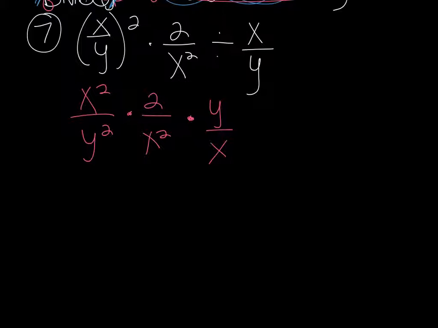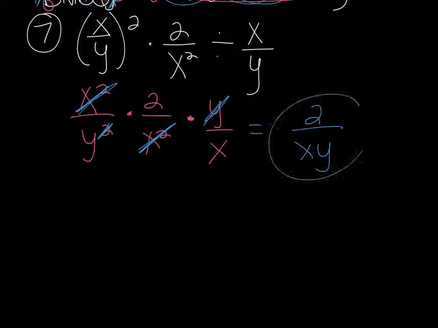Now it's all multiplication. What can cancel out here? Oh, look, the x squareds cancel out. Well, that's nice. What else? One of these y's will cancel out. Anything else? Nope, that's it. So I have a 2 in the numerator and an xy in the denominator.